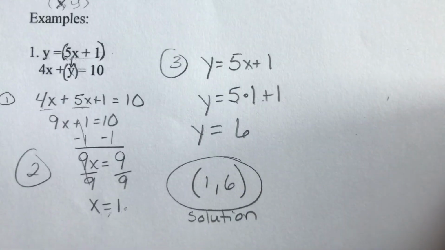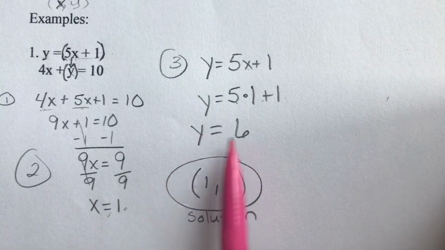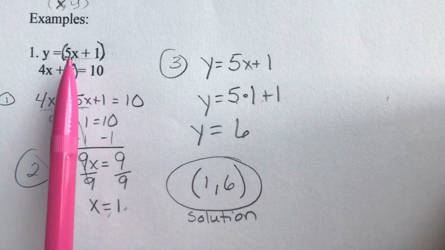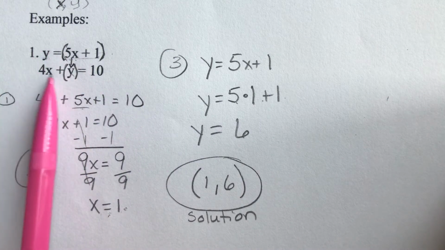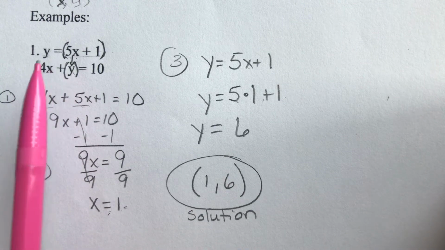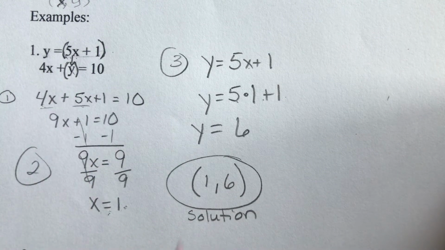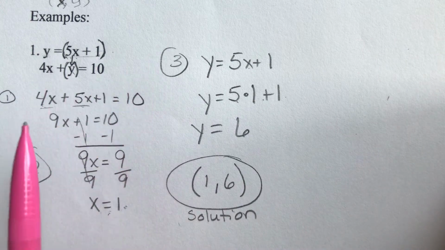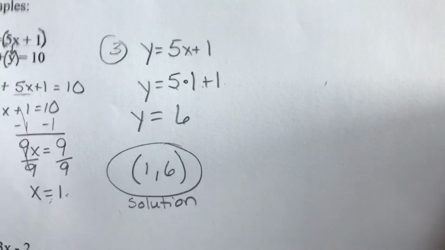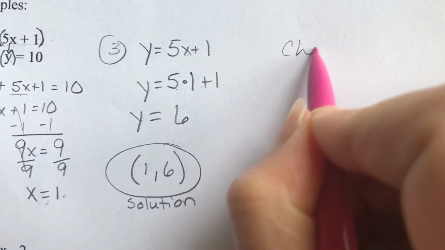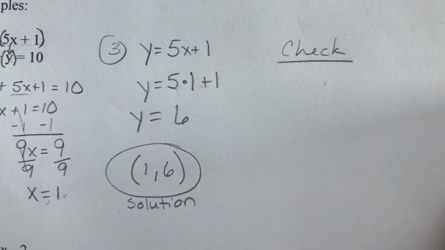Okay. So these numbers, I've got 1 and 6, they should work in this one in order for this to be the intersection point. Remember, if we were to graph this, it's where they cross. It's where they share the same point. So I'm going to check to make sure that I didn't do anything wrong.